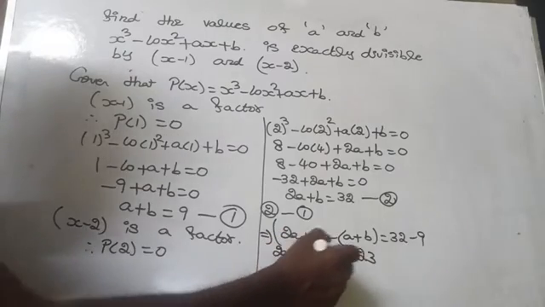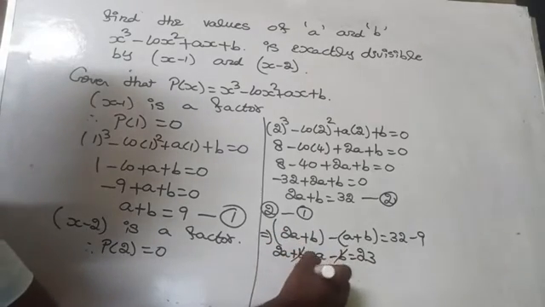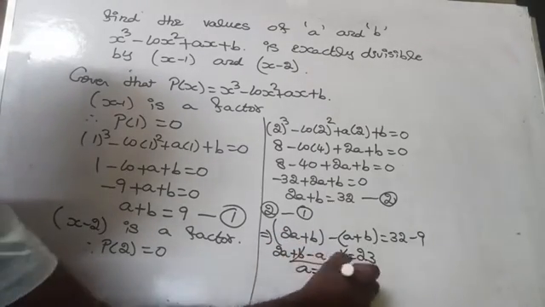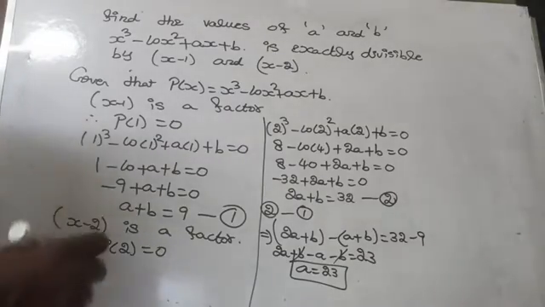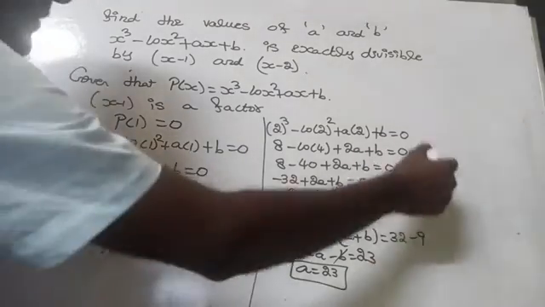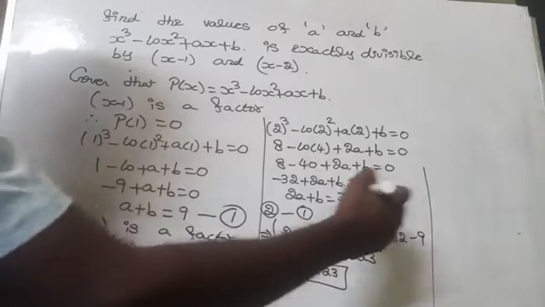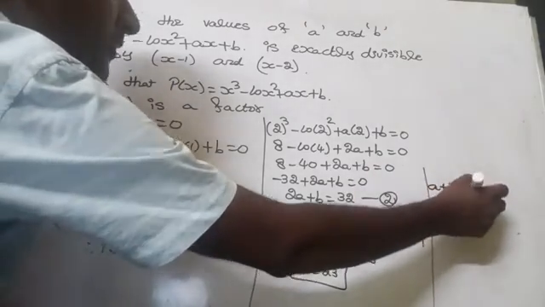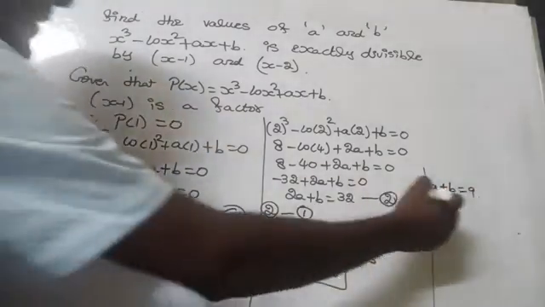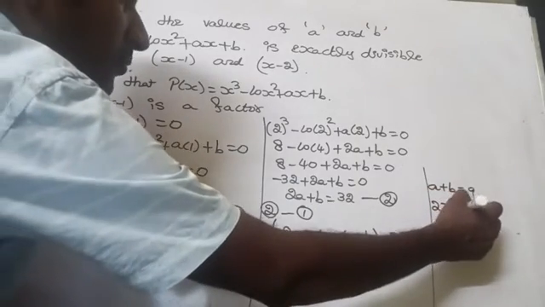So plus b minus b you can cancel. 2a minus a is a, equal to 23. Now again you have to find the value of b. It's given that a plus b is equal to 9. Here you found the value of a is 23. So 23 plus b equals 9.